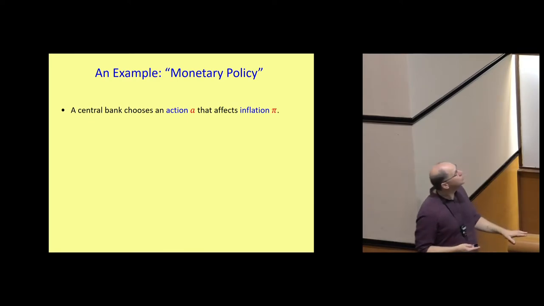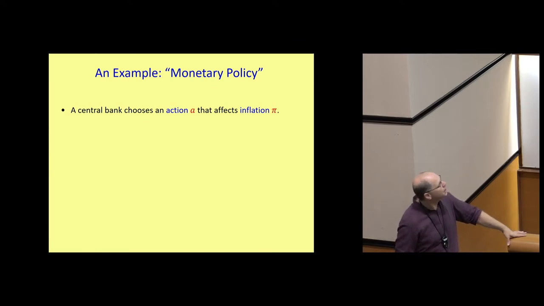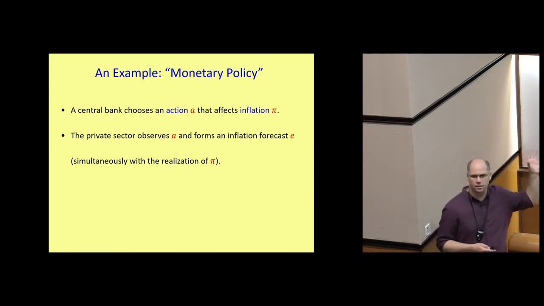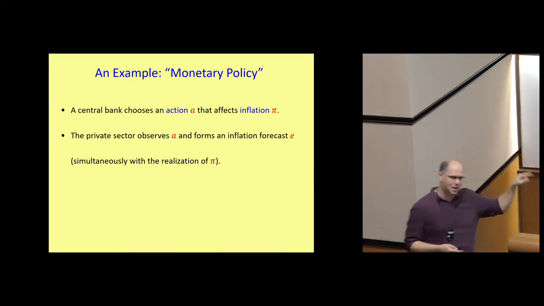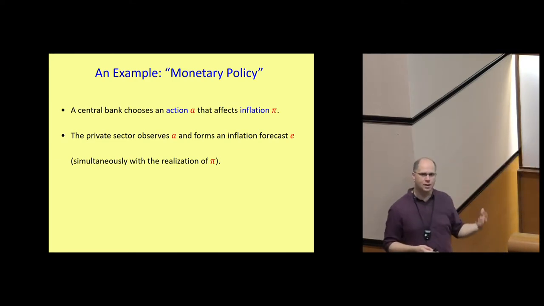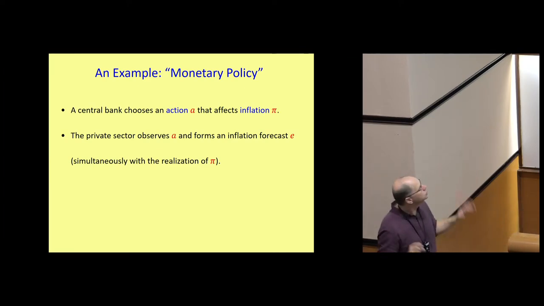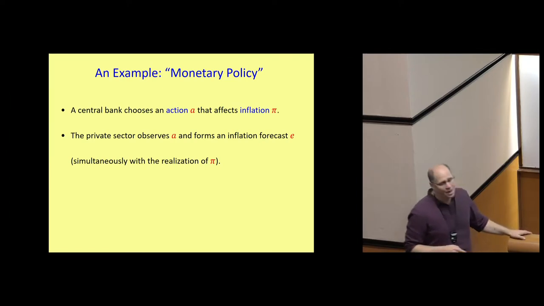You have a central bank choosing an action A that affects inflation pi. In this example, the central bank doesn't observe anything. In a slightly more complicated example that you can find in the paper, the central bank does observe some state variable before taking this action. But today, it's just spontaneously taking an action A. That action stochastically affects inflation pi.